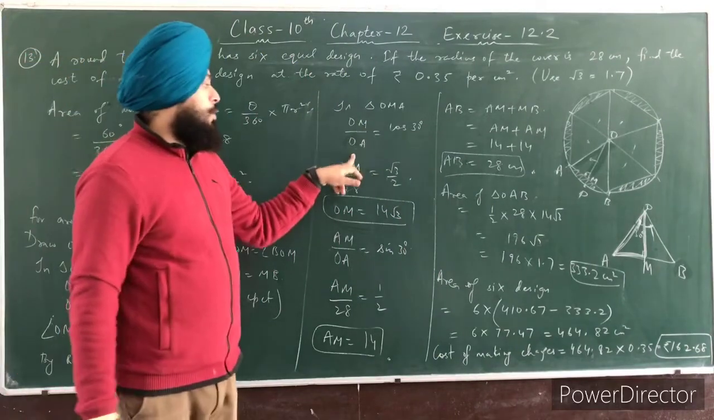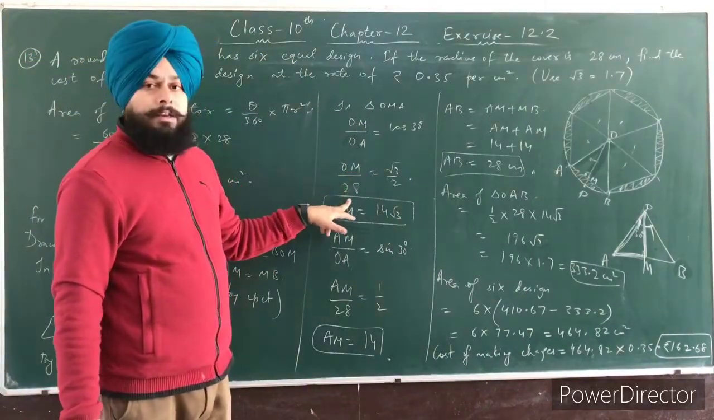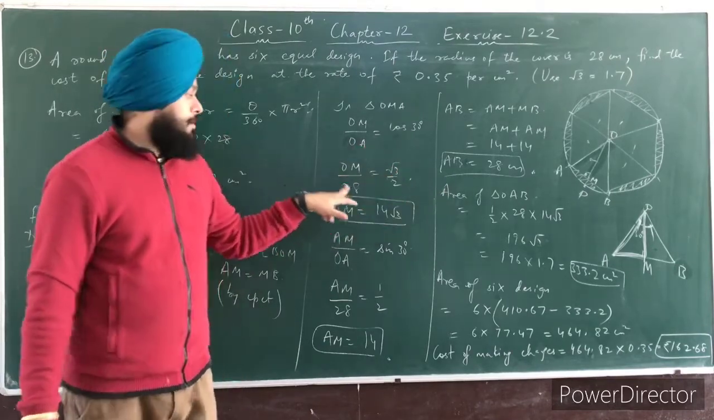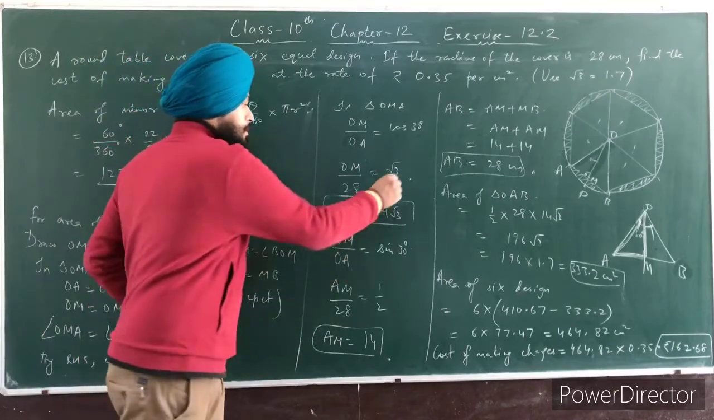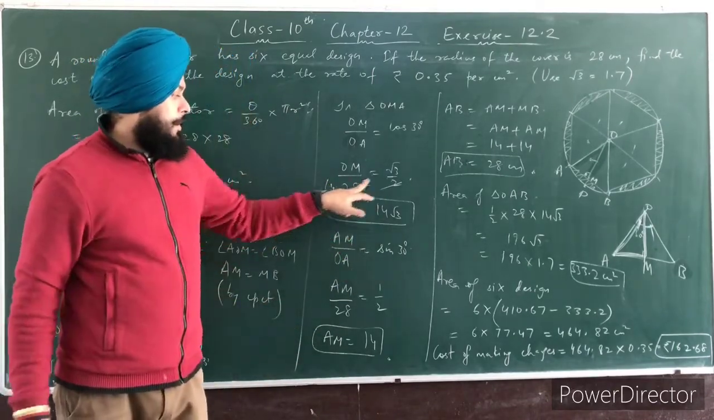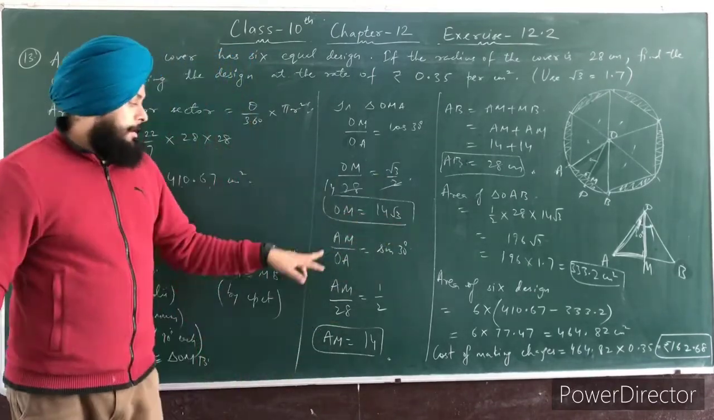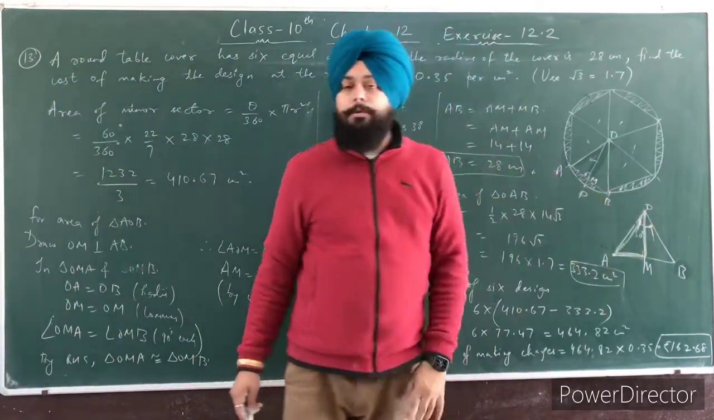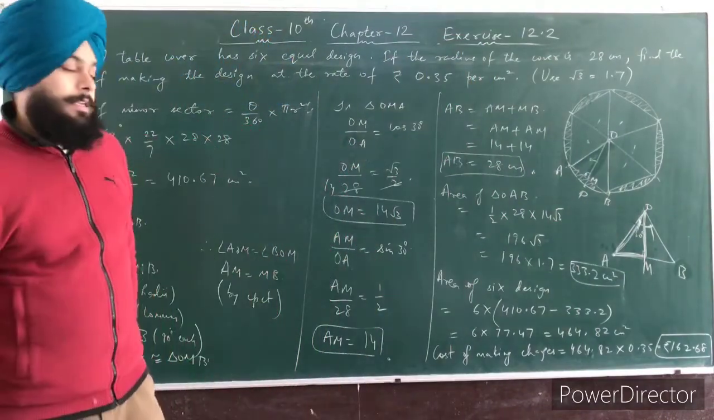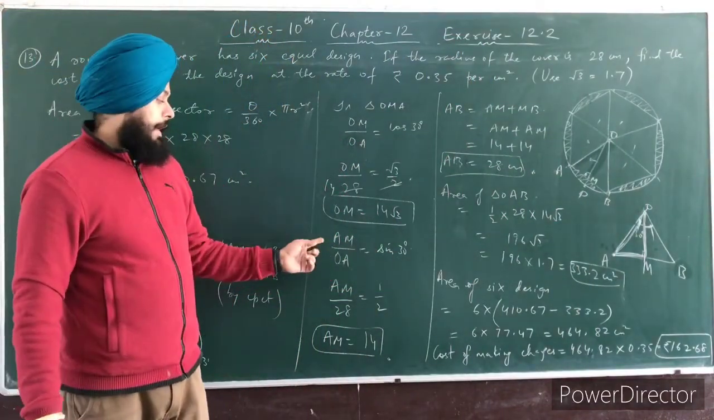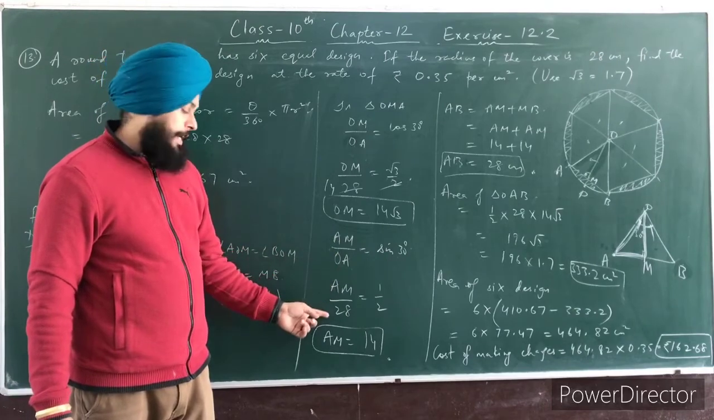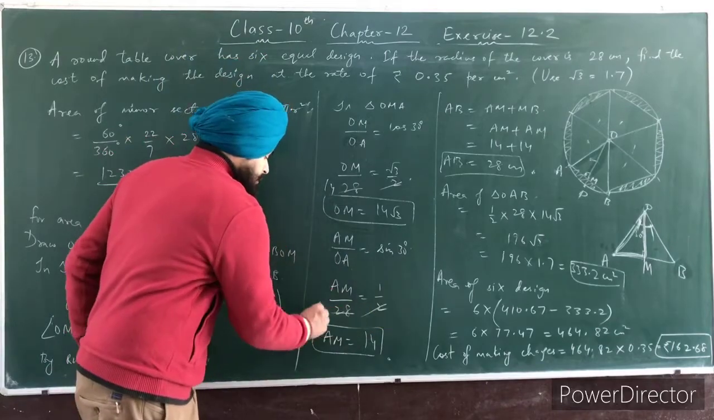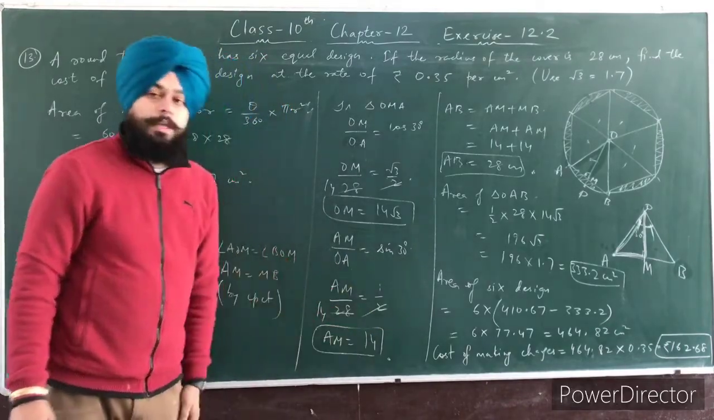So OM over OA, measure of OA is 28, which is the radius of the circle, and cos 30 is root 3 over 2. So from here OM is equal to 14 root 3, because 2 14s are 28. Now AM over OA, perpendicular over hypotenuse, which is the formula of sine theta. Theta is here 30 degrees. AM over OA, measure of OA is 28, and sine 30 is 1 over 2. So from this you can cancel, 2 14s are 28, and AM is 14.